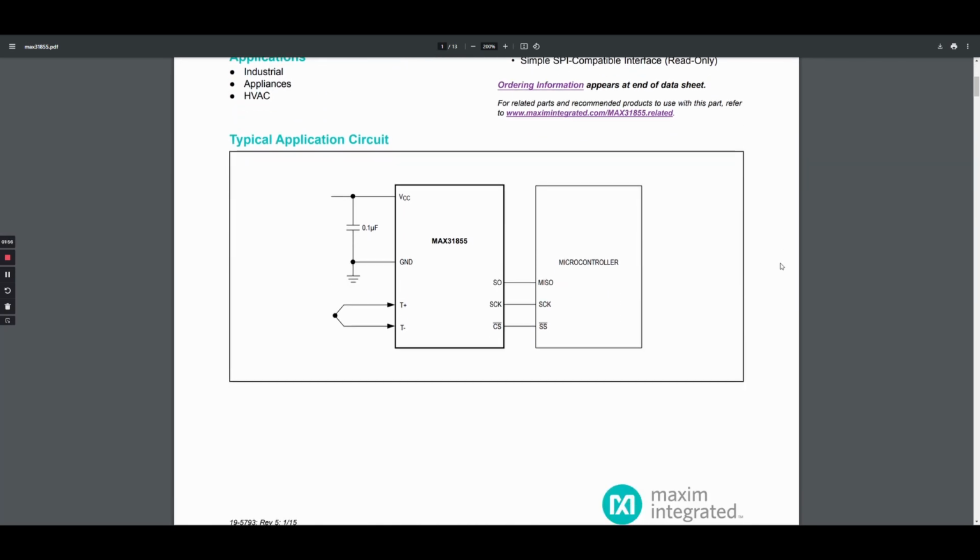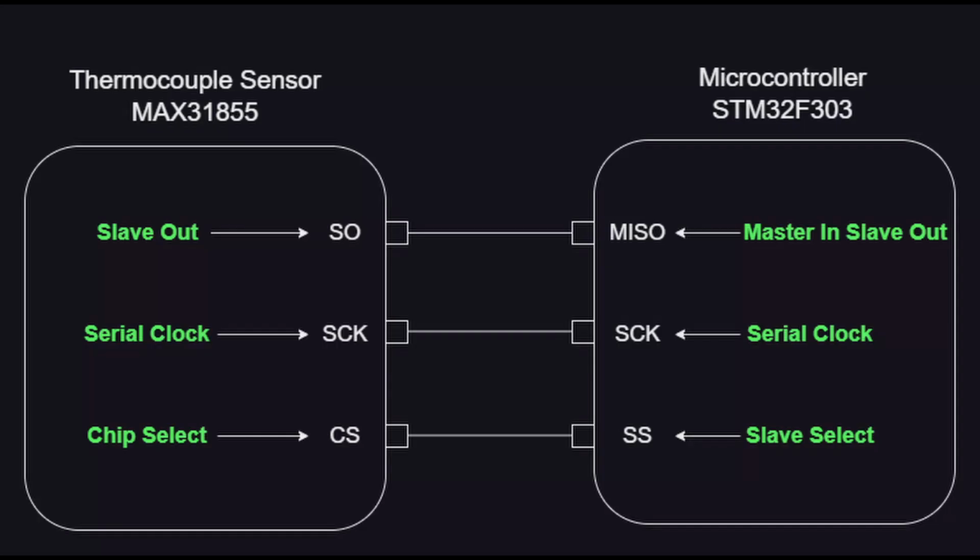Going through the documentation, you can see it gives a basic microcontroller hookup diagram here. But I made this simpler diagram for you. Okay, you can see here it has 3 main pins for communication that connect to our controller: an SO, SCK, and CS pin. On the controller side, we have a MISO, SCK, and SS.